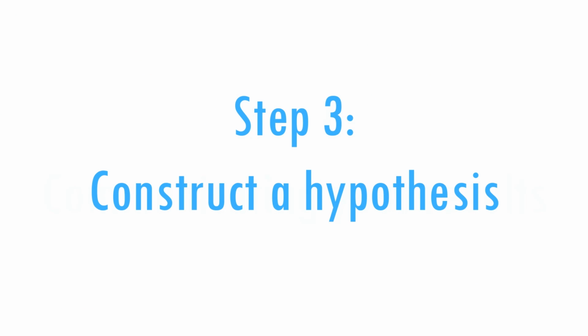Step 3. Construct your hypothesis. This part is easy. All you have to do is take what you know and predict what you think the outcome of the experiment will be. You don't need to worry too much about being right or wrong, just as long as you think that the experiment will go one way or another.